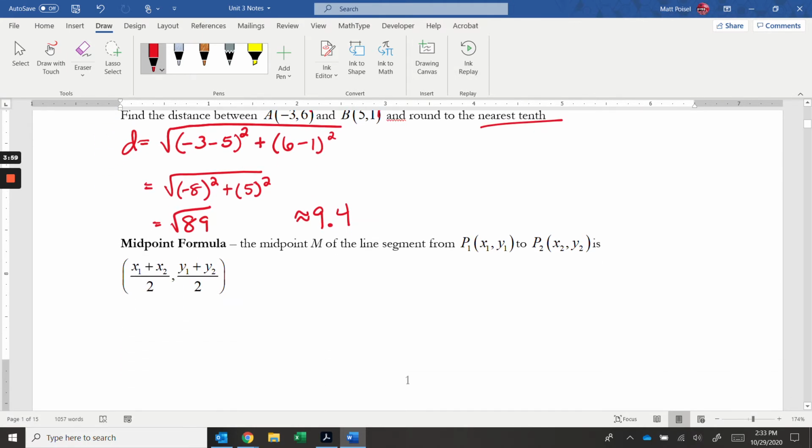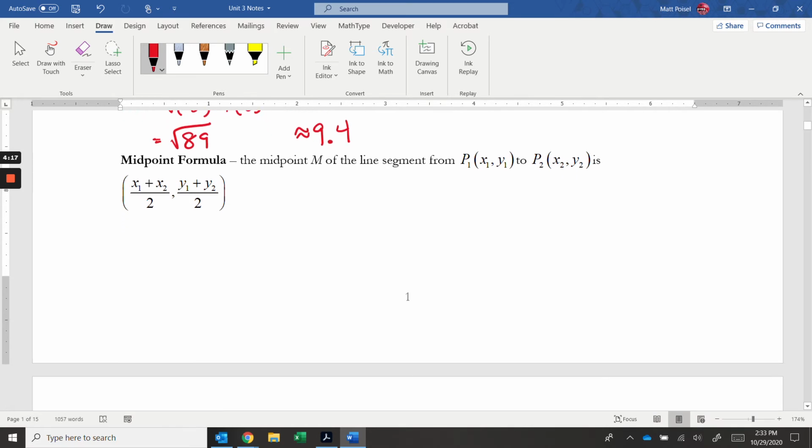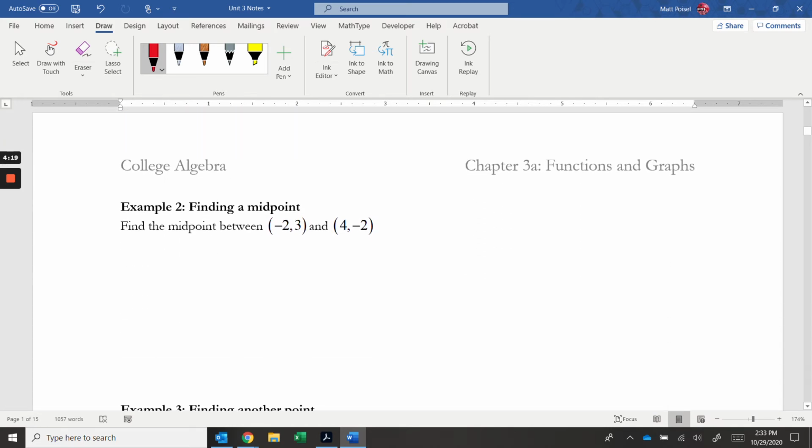Midpoint is also something we're going to see here. Now, again, we're adding, so order is not quite as important. You're just going to take x plus x divided by 2, y plus y divided by 2, and you're going to get an ordered pair for your midpoint. The midpoint is just the point that's right in the middle of two endpoints.